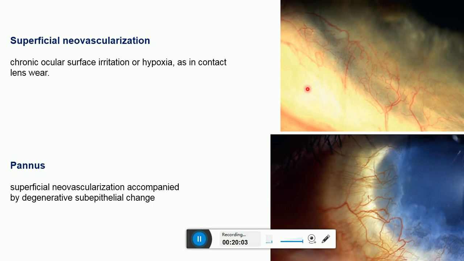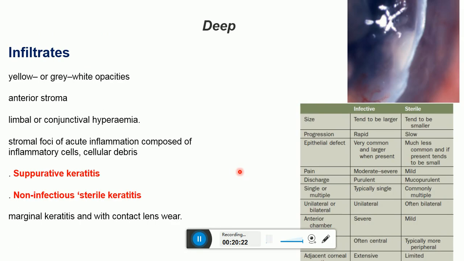The next superficial sign is neovascularization, caused by chronic ocular surface irritation or hypoxia, such as in contact lens wear. Pannus is superficial neovascularization, but it is accompanied by degenerative subepithelial change. These were superficial signs. Now the deep signs.